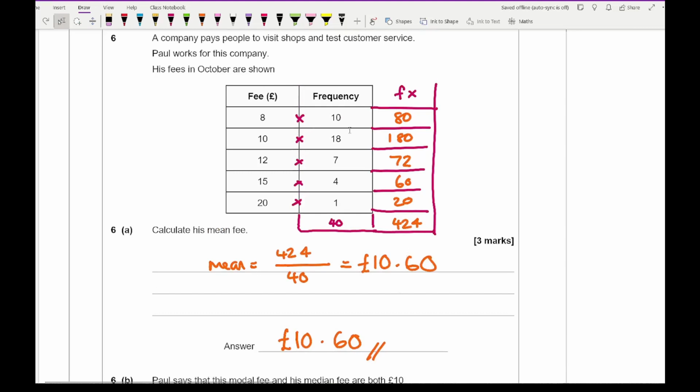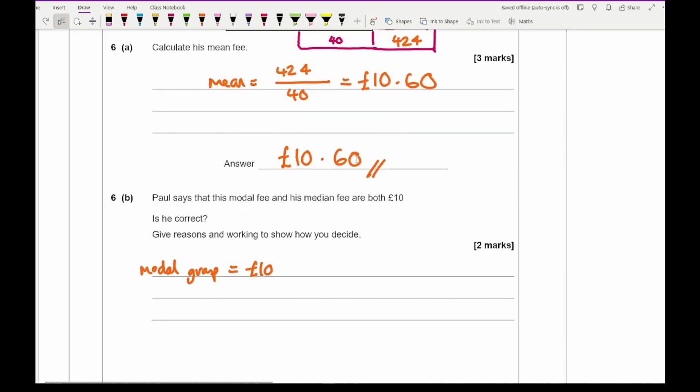Now, if there's 40 people, then the median is going to be the 20th person. So we're looking at where the 20th person will be. If we line them up from the cheapest to the most expensive, where would the 20th fee be? It'll be in the £10 group. So here we could say that the median equals the 20th job, which equals £10. So he is correct.